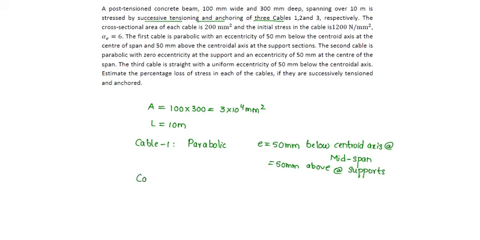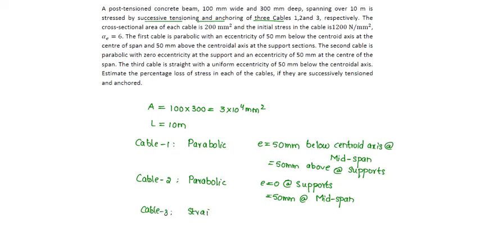Cable 2 is parabolic but has an eccentricity 0 at supports and 50 mm at midspan, whereas cable 3 is straight and has a constant eccentricity of 50 mm all over.